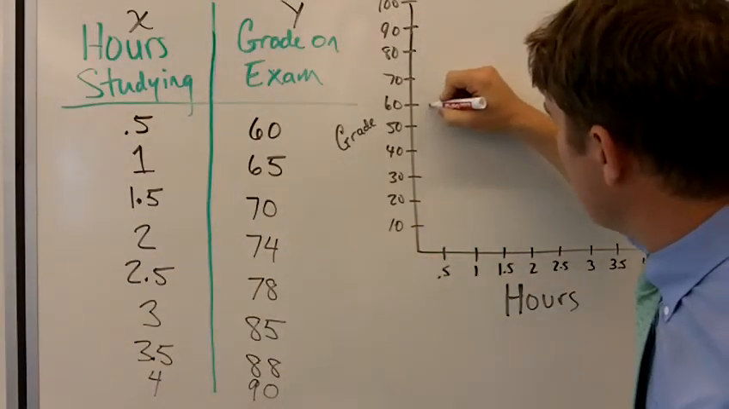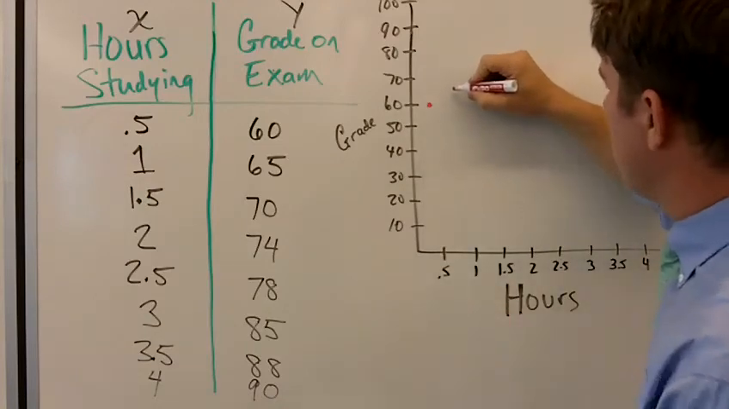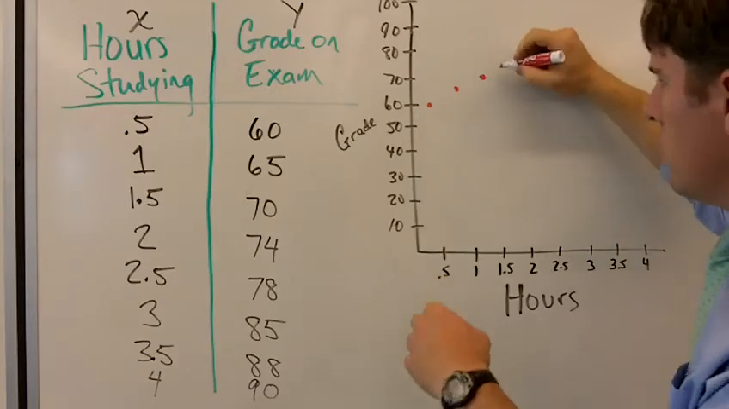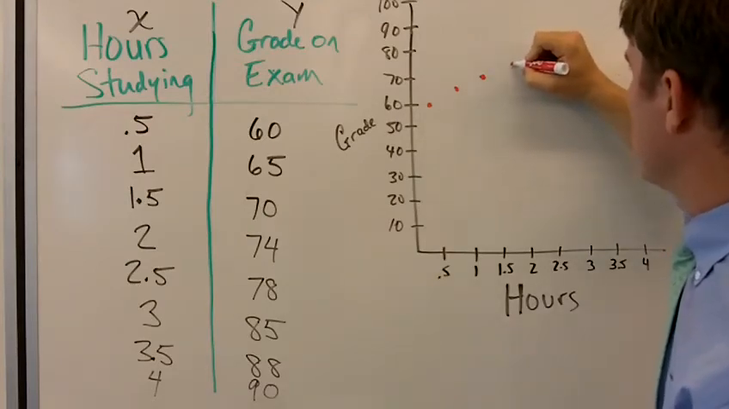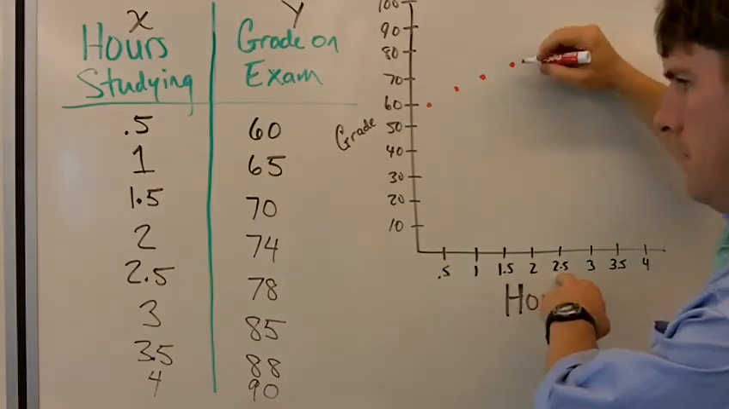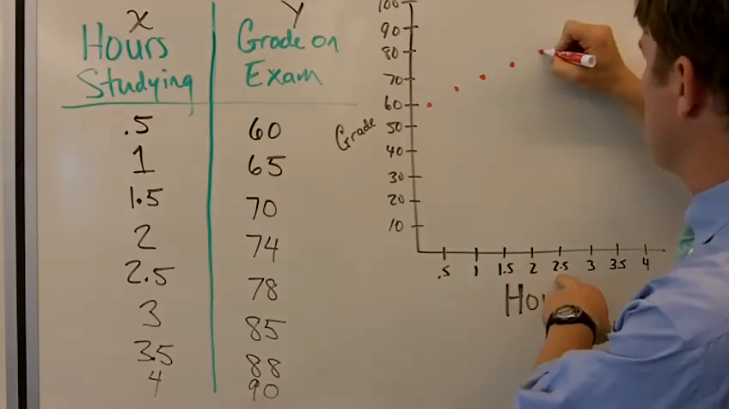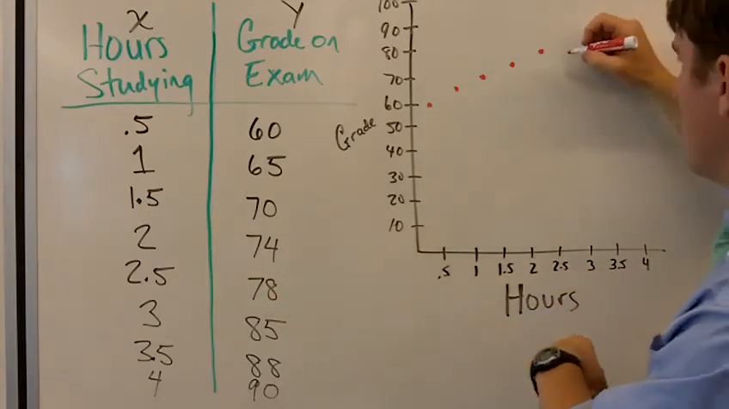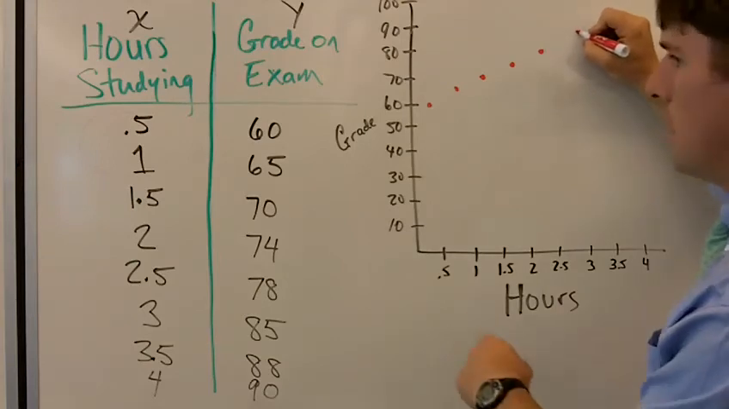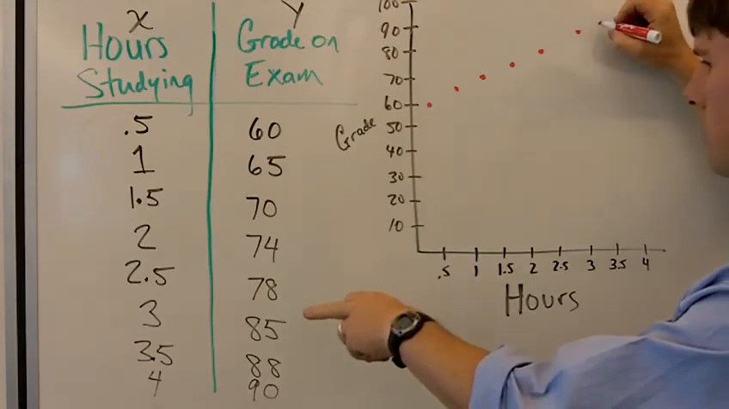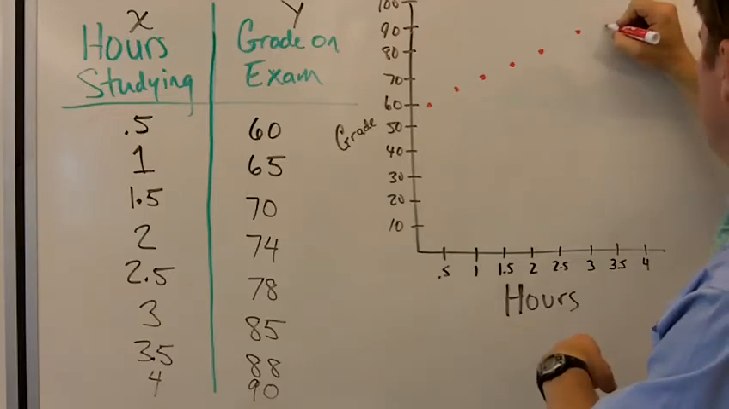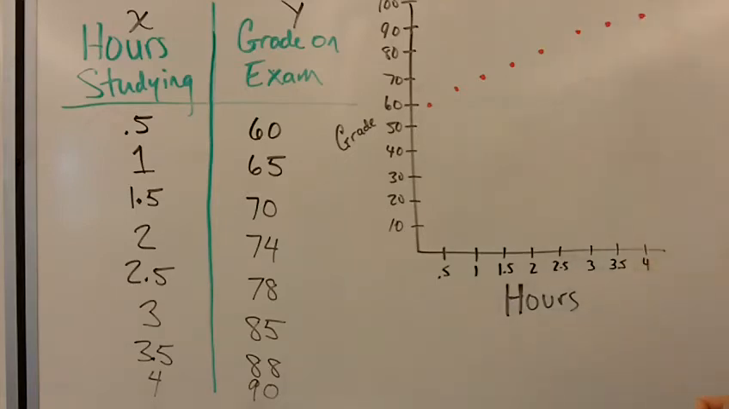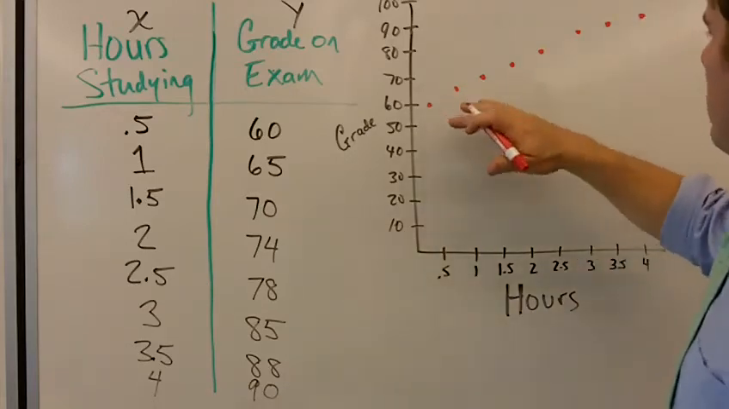Half in 60, so there will be a data point there. 1 in 65 would be right about there. 1.5 in 70 would be right about there. 2 in 74 would be somewhere in there. 2.5 and 78 would be somewhere in that. And you can obviously see 3 and 85. You can obviously see an upward trend in this, which we would call a positive relationship. 3.5 and 85. Okay, and then 4 and 90. It levels off a little bit on the top here, but that would be our plotted points.